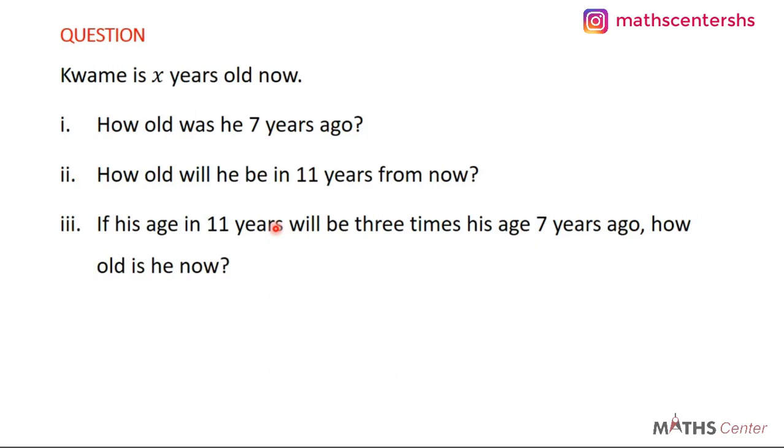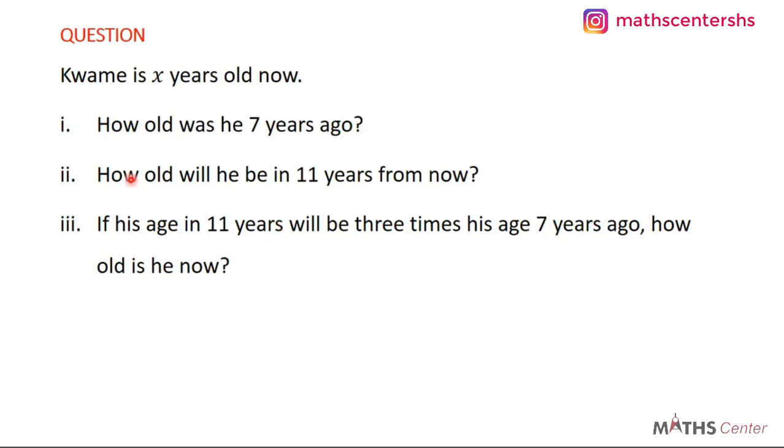So let's take our time and analyze this. Kwame is x years old now. So let's say that you are 17 years old now. How old were you 7 years ago? How do you find that? You subtract 7 from 17, right? So it means that you were 10 years old 7 years ago. If you are 17 years old now, you got 10 because you did 17 minus 7.